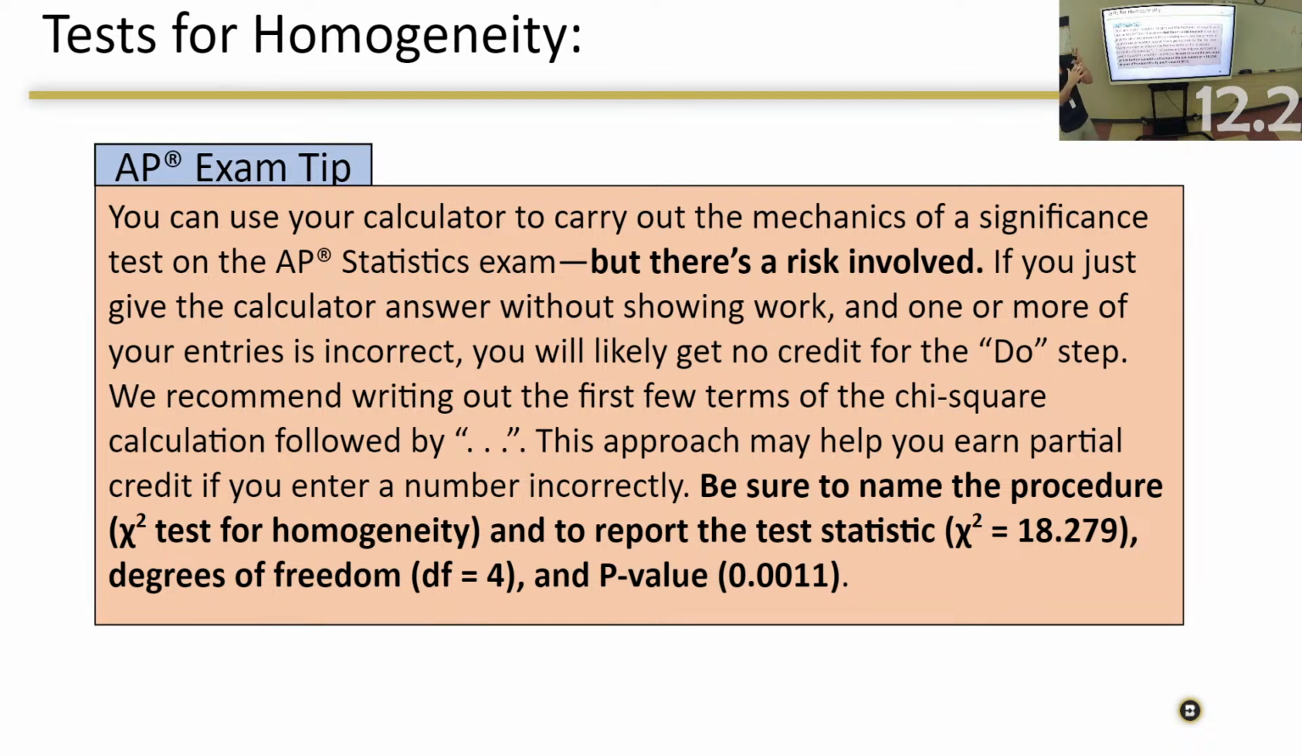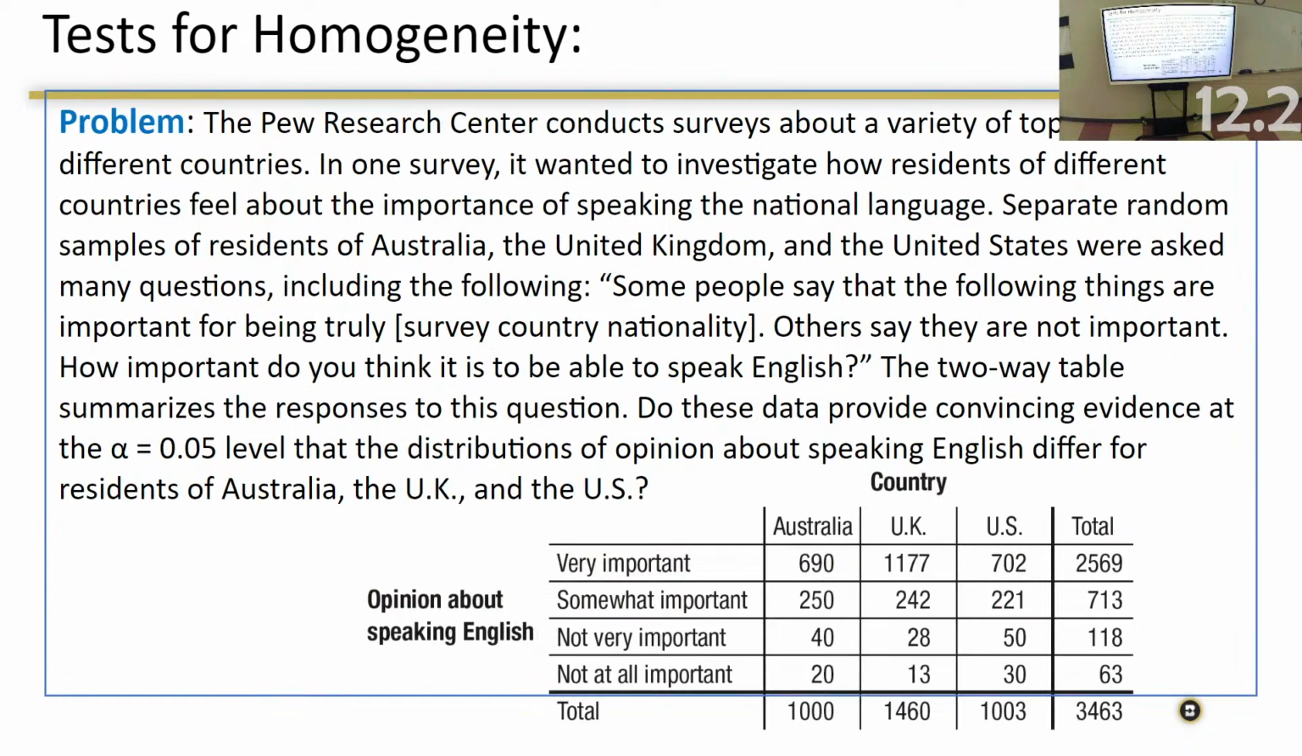If you see the table, though, guys, it's either independence or homogeneity. And I'm going to give you a big hint on how you know which one it is. Different countries feel about the importance of speaking the national language. Separate random samples. Homogeneity. I got more than one sample. Australia, United Kingdom, and the United States were asked many questions. One of the questions is, how important do you think it is to be able to speak English? The two-way table summarizes the response to this question.